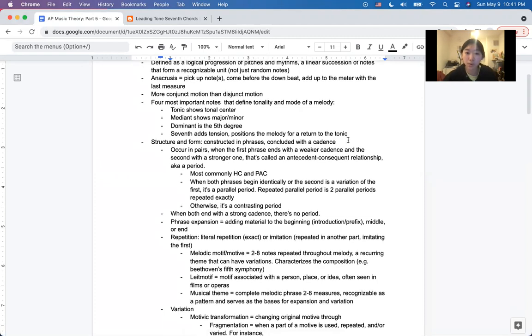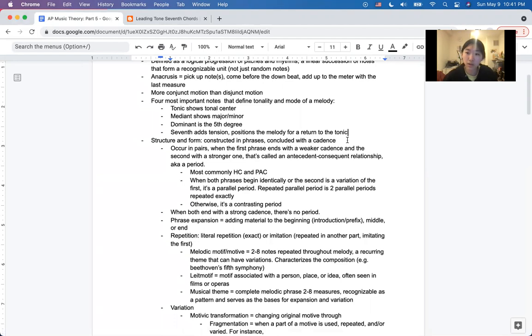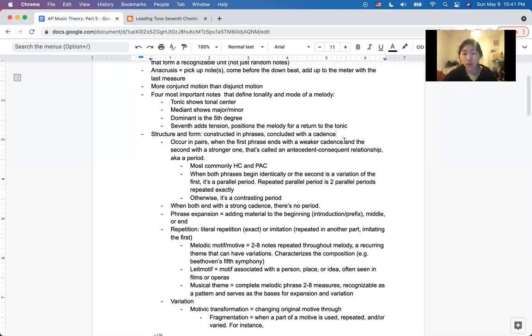As for structure and form, a melody is constructed in phrases and always concluded with a cadence. Phrases usually occur in pairs when the first phrase ends with a weaker cadence and the second phrase with a stronger one. That is called an antecedent consequent relationship, and it's also known as a period. Most commonly, you'll have a half cadence and a perfect authentic cadence in an antecedent consequent relationship.